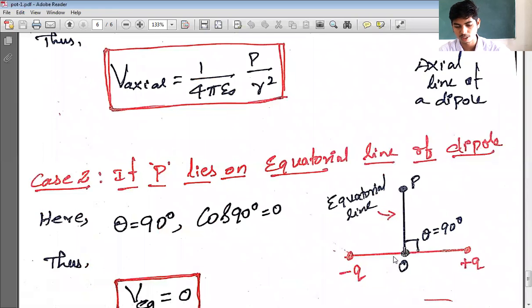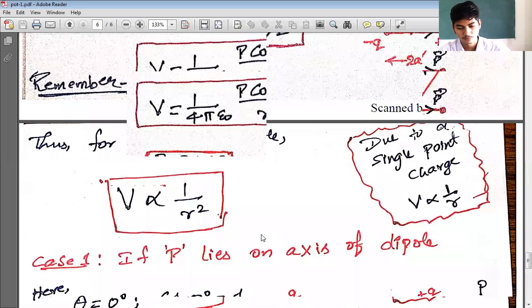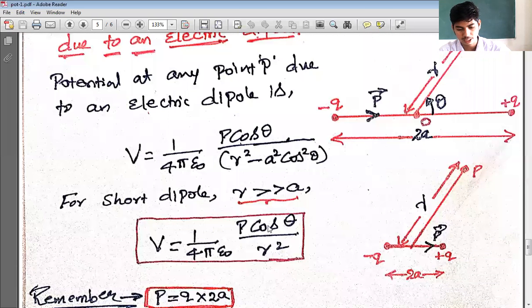plus Q. These are the charges on the dipole. Point P is now on the equatorial line of the dipole. When point P is on the equatorial line of the dipole, theta will be 90 degrees. When theta is 90, cos 90 is 0. We'll substitute. Cos 90 is zero. Zero into anything will be zero.